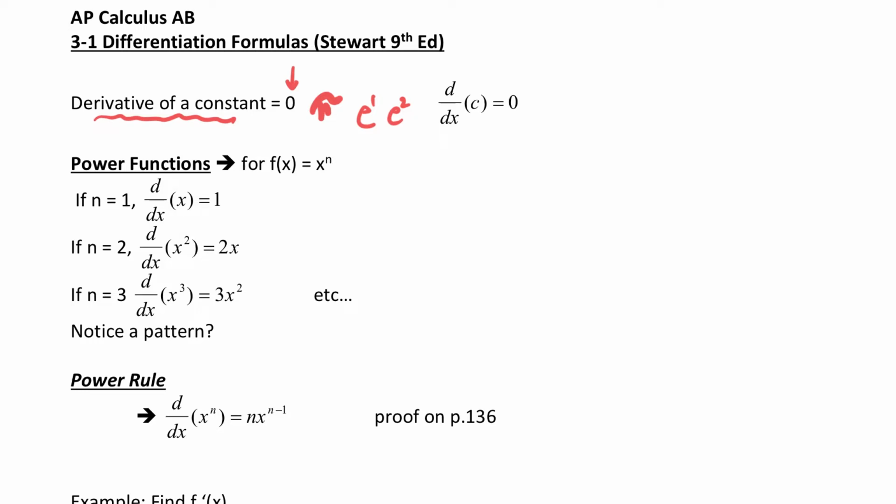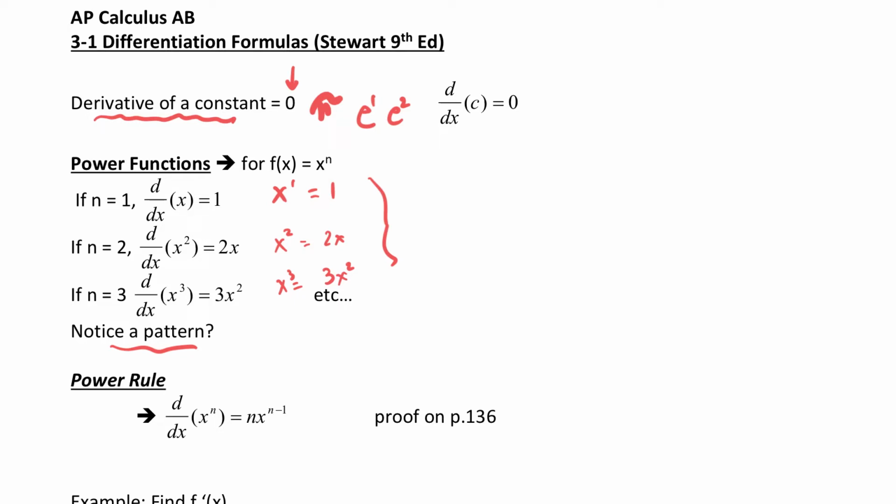Now, for power functions, here are the rules. If n is 1, the derivative with respect to x is 1. So, for example, if I have x to the first power, this derivative would just be 1. If I had x squared, this derivative would be 2x, and x to the third, this derivative would be 3x squared. You see a pattern going on here. Hopefully you can see that pattern.